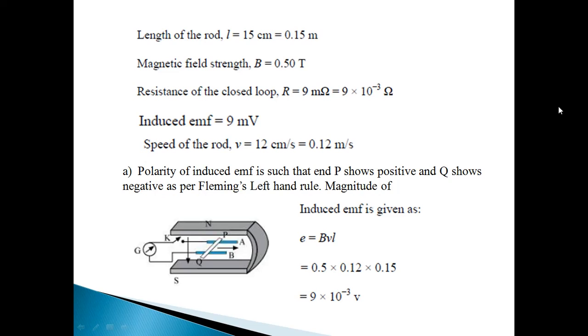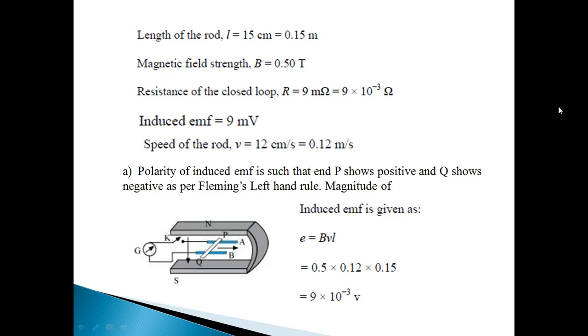So the first question: suppose K is open and the rod is moved with a speed of 12 centimeter per second in the direction shown. Give the polarity and magnitude of the induced EMF. When K is open, that means no current is passing through the circuit. There is no circuit. It is only the three perpendicular things over there. So polarity is such that end P shows positive and Q will be negative as per Fleming's left-hand rule.